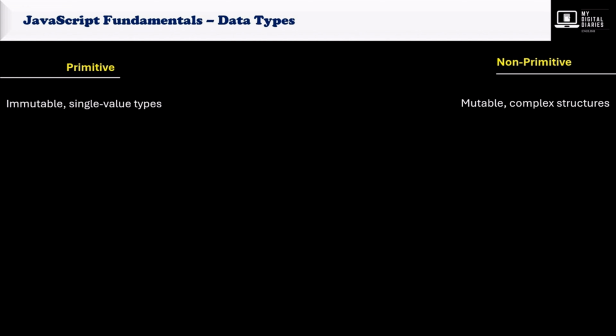Whereas non-primitive is a mutable and complex structure. Mutable means we can change their content without changing their identity. Also assignment and comparison in non-primitive types work by reference.